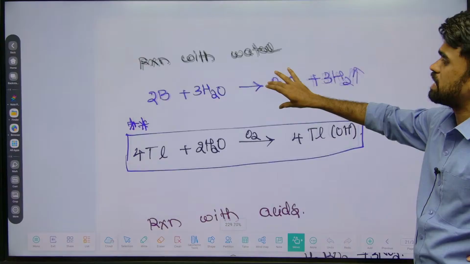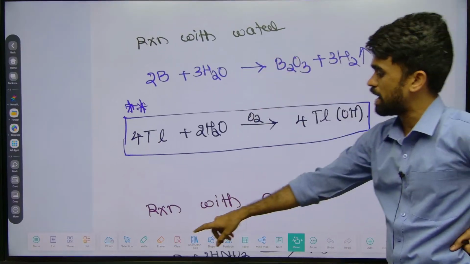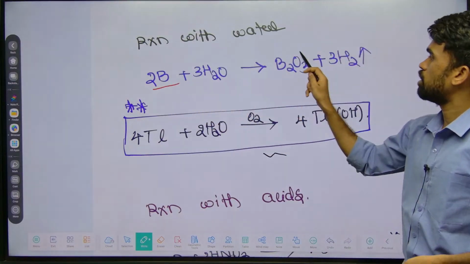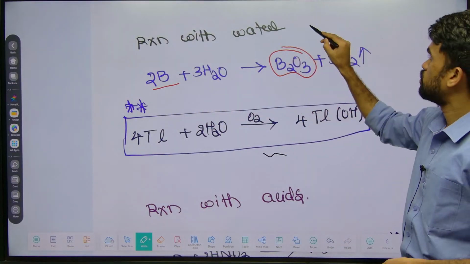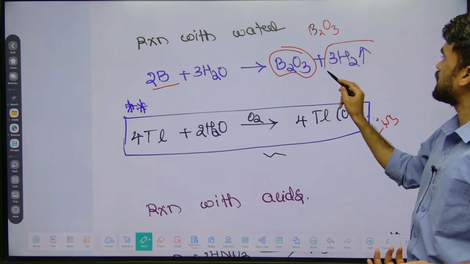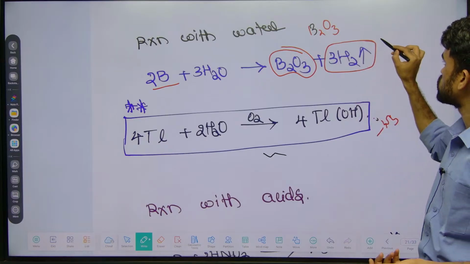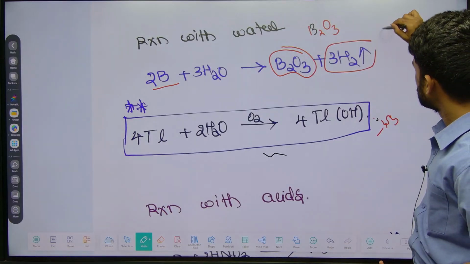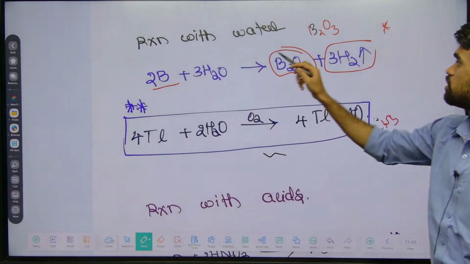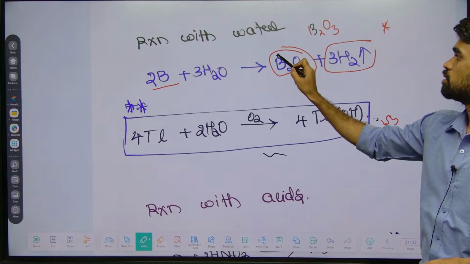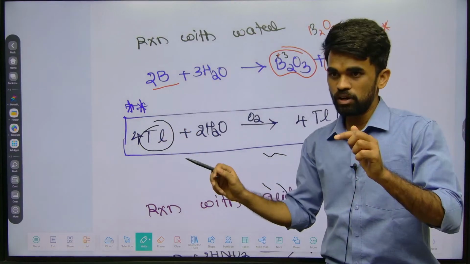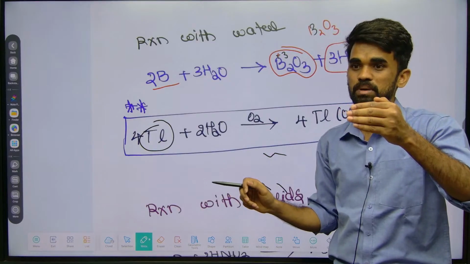Next, when the 13th group is reacting with water: if boron is reacting, you will get boric anhydride. Boric anhydride is nothing but boric oxide, like B2O3 type. And what is released? H2 gas. Remember, H2 gas is released here. What is the oxidation state you are seeing here? +3.